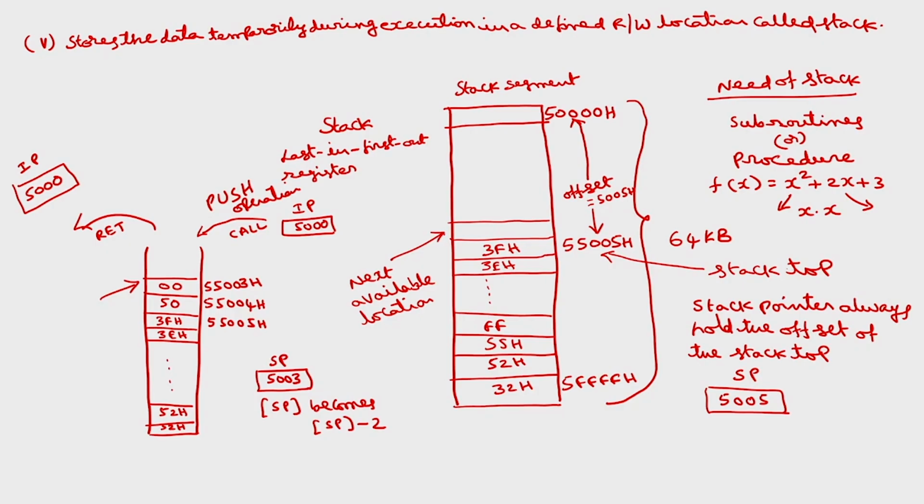The stack operation operates on the last in first out principle. So while inputting, first 50 has been inputted and then 00 has been inputted. While outputting, first 00 will be outputted, then 50 will be outputted. After that, these two will be empty locations. Now the stack top points to the previous location, 5005.